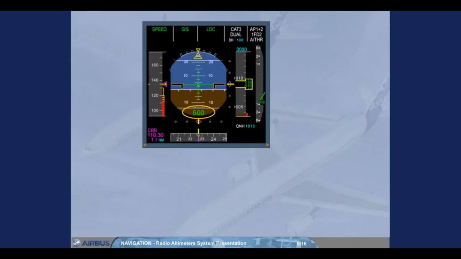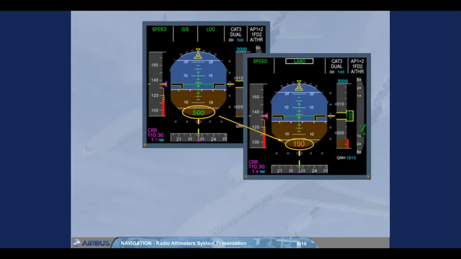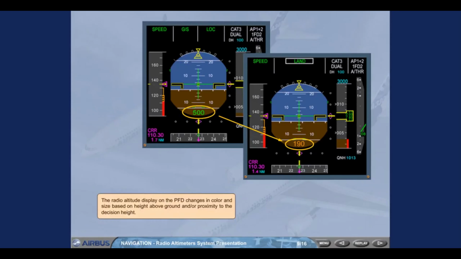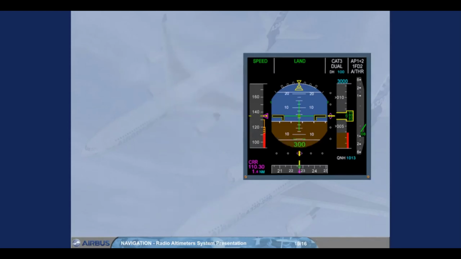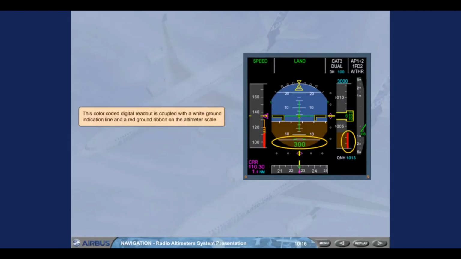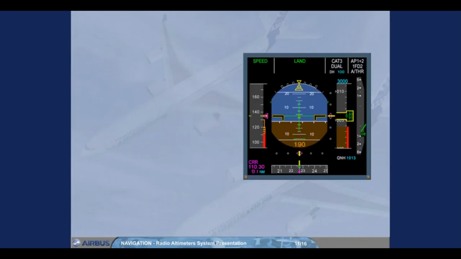The radio altitude display on the PFD changes in color and size based on height above ground and/or proximity to the decision height. This color-coded digital readout is coupled with a white ground indication line and a red ground ribbon on the altimeter scale. The ground indication line and the red ground ribbon correspond to the raising ground level when the aircraft is descending.